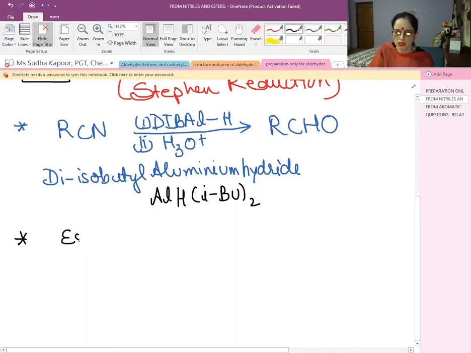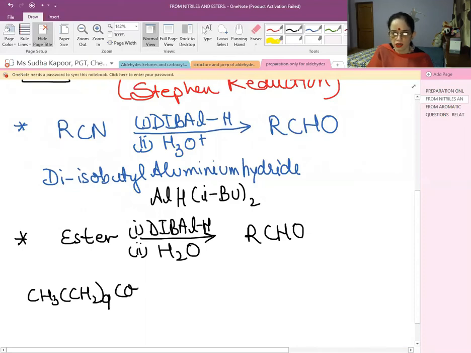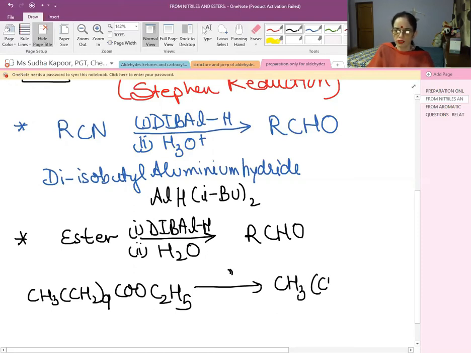So if we are using ester and the reduction is done again in presence of DIBAL-H followed with the hydrolysis of it, then even it is going to give us RCHO. So let us take one example related to the ester part also. CH3, CH2 whole 9, ester, and then C2H5. So following the above condition, what we get is the aldehyde formed, CH2 whole 9, and then CHO. So ester can also result in giving us aldehyde.